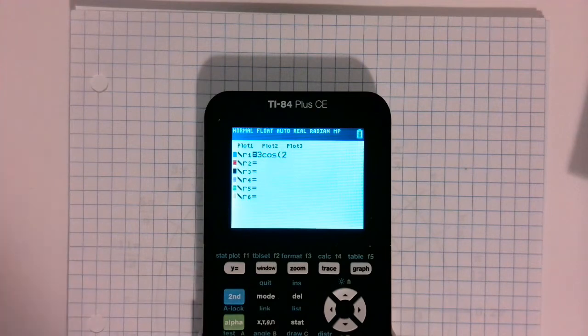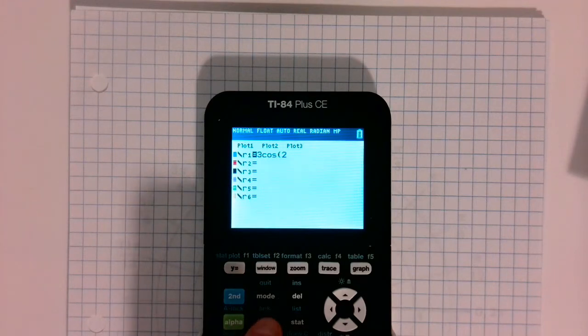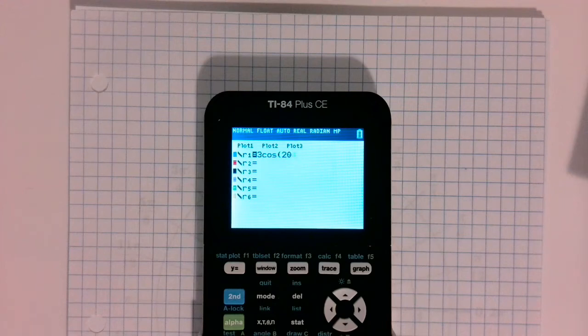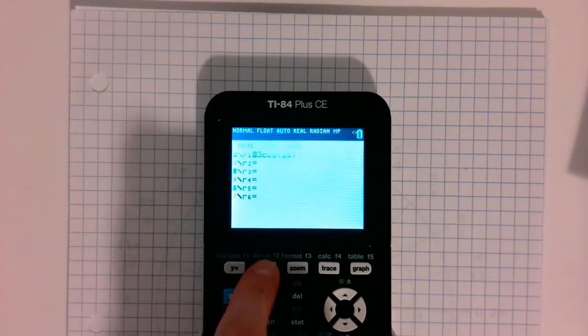And what's cool is that because you're in polar mode, if you hit the X button, which is right next to your alpha, you're actually going to get a theta symbol because of the mode that you're in. So I'm going to go ahead and close my parentheses. And then the next thing I want to do is check my window.